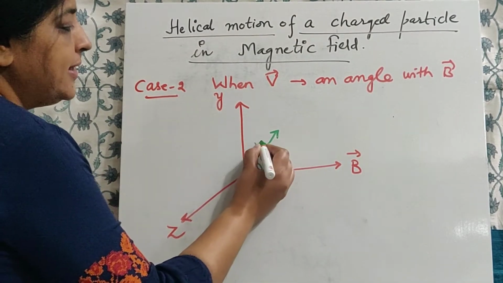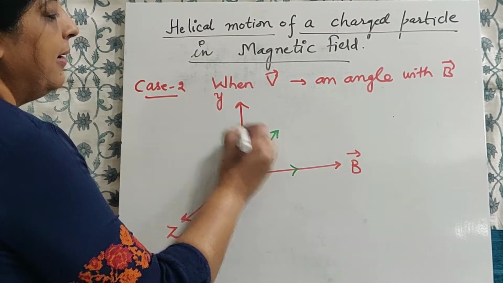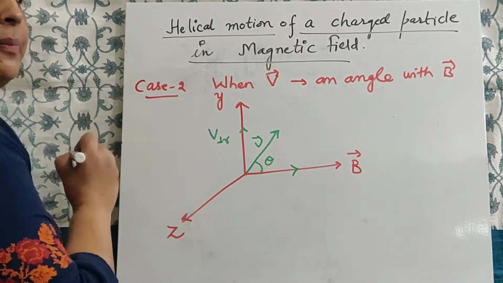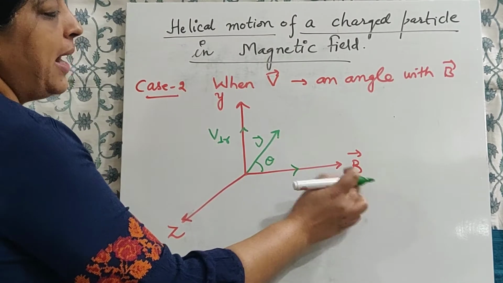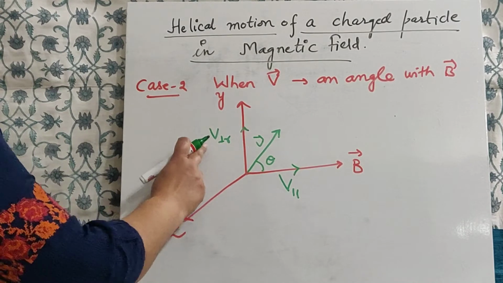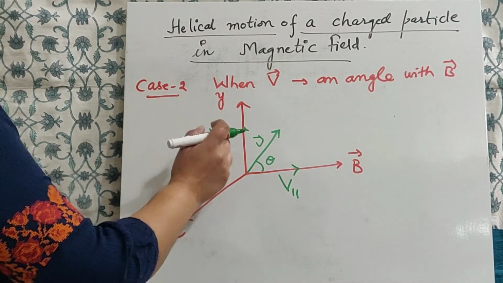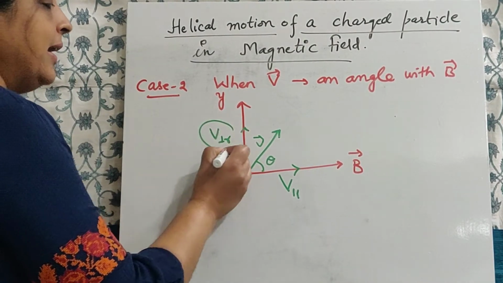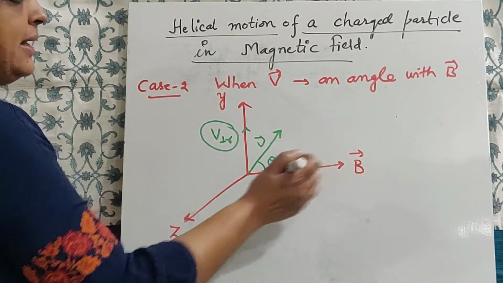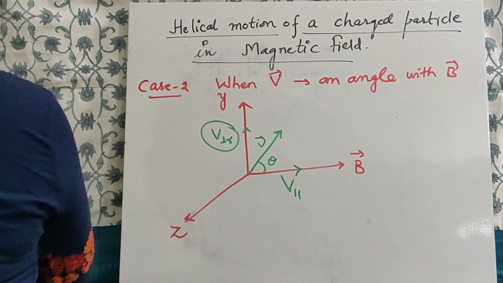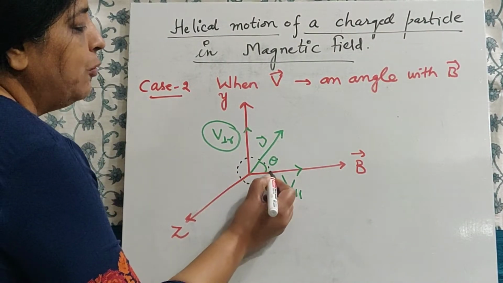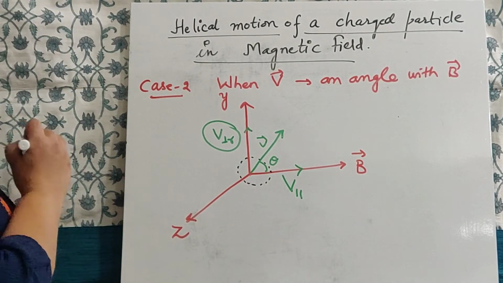Now this velocity will have two components. The component which is perpendicular, we will write it as V perpendicular, and the component which is parallel to the magnetic field, we will write it as V parallel. We have already learned in the previous video that when velocity is perpendicular to the magnetic field, then because of this, the particle moves in a circular path.